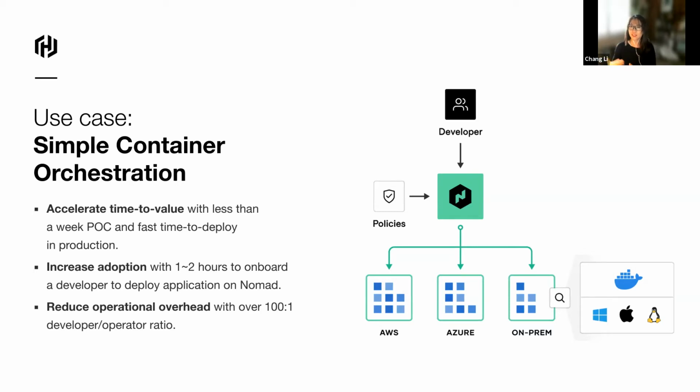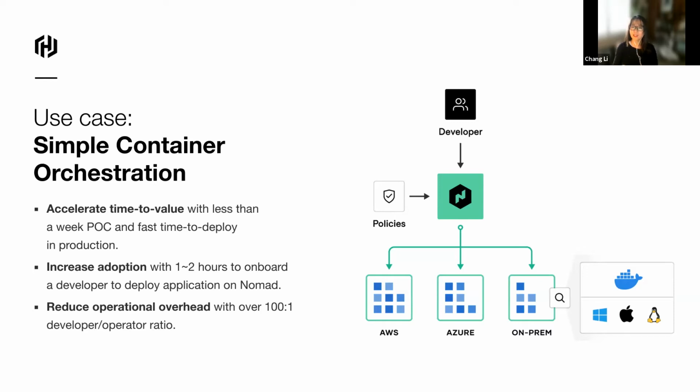Then how long it takes for developers to learn a new tool or orchestrator and deploy their application is a critical metric. With Nomad, our customers share the experience that from a couple of hours, sometimes even less than 30 minutes, a developer who is new to Nomad is able to deploy their first application onto Nomad.